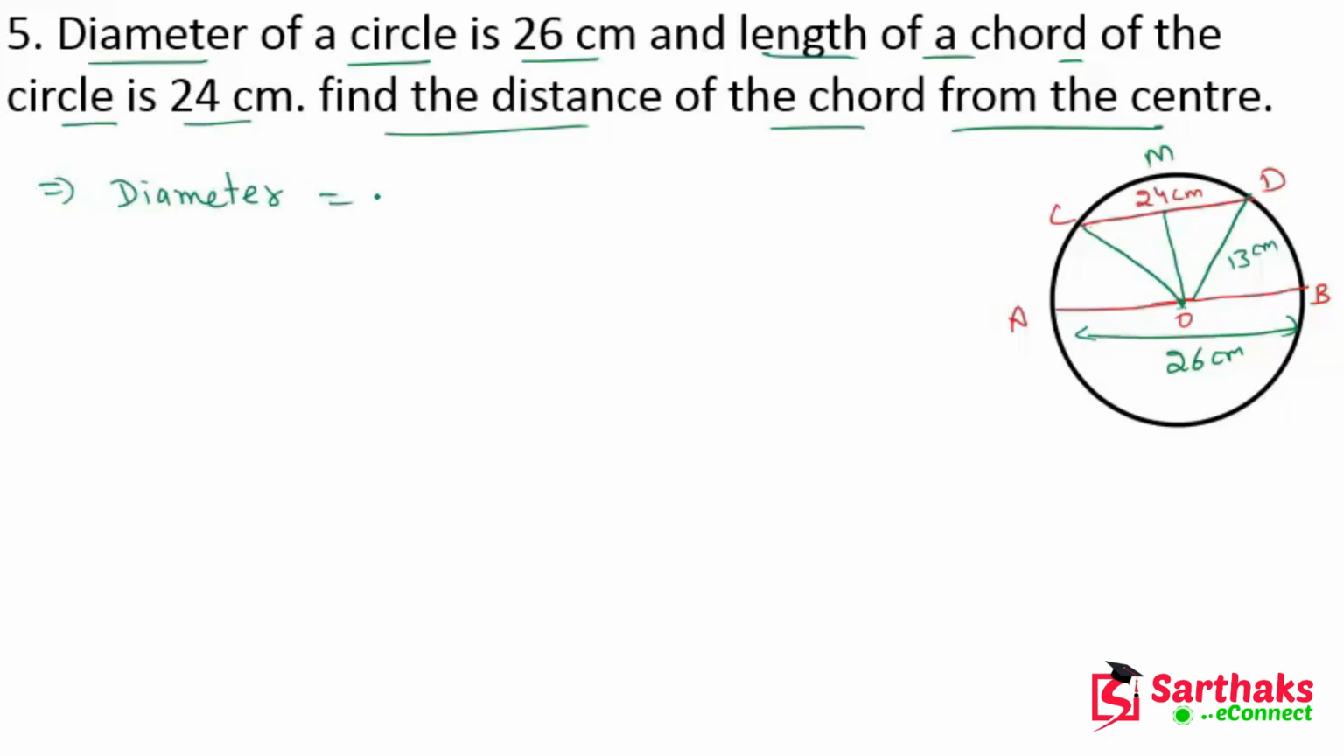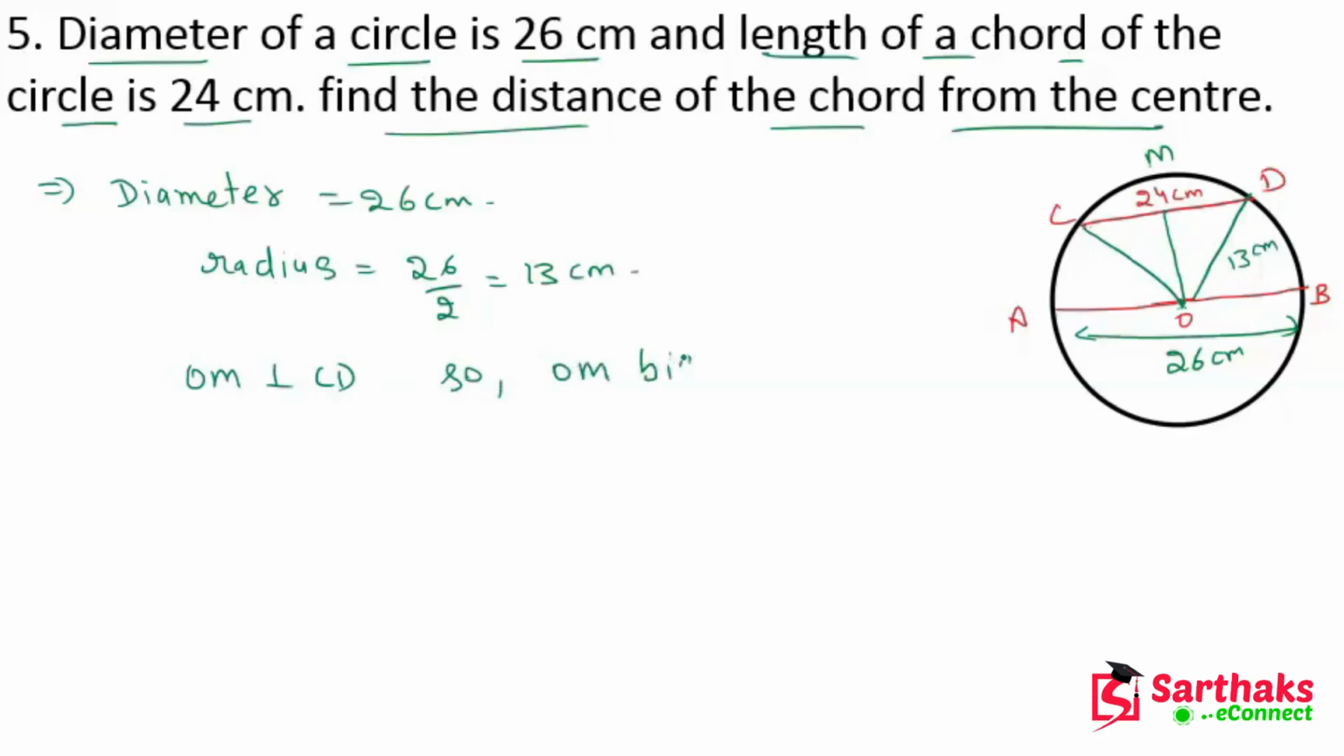So here we can write, diameter is equal to 26 centimeter, so the radius will be 26 divided by 2, we get 13 centimeter. Now OM is perpendicular to CD, so OM bisects CD. So we can write MD is equal to half of CD. And half of CD, where CD is 24 centimeter, will be 12 centimeter. So MD is 12 centimeter.